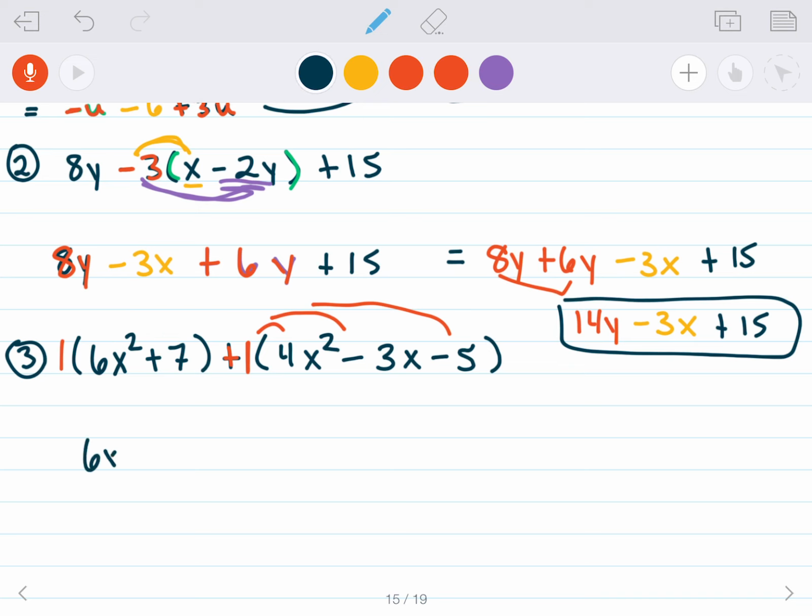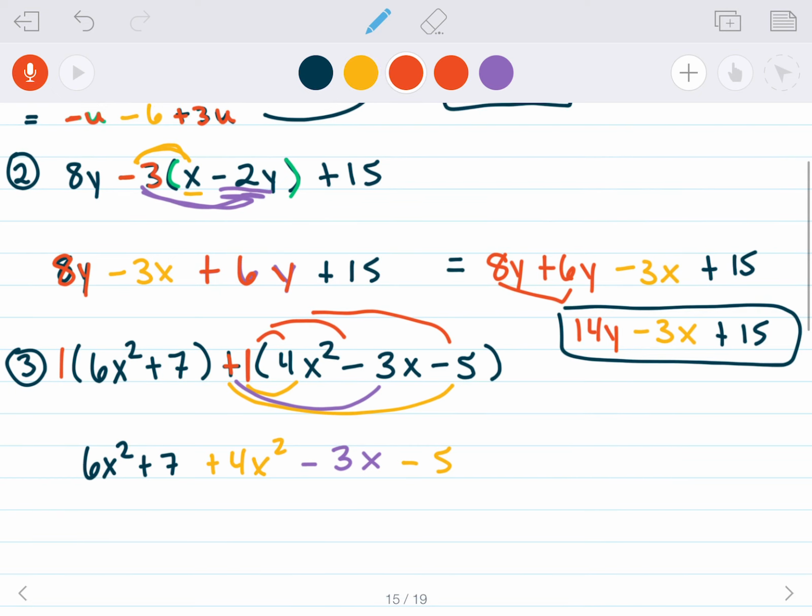I'm just going to get rid of the first set of parentheses, and then for the second set, I'm doing positive 1 times 4x squared is a positive 4x squared. Then I'm doing positive 1 times a negative 3x, and that's going to give me a negative 3x. And then finally, I'm going to do a positive 1 times a negative 5, and that's going to give me a negative 5. So now that the parentheses are gone, I look for like terms, and I'm going to color them in the same colors.